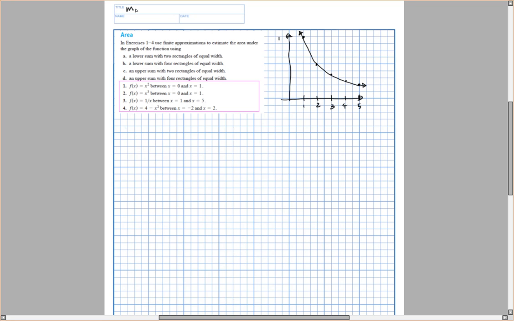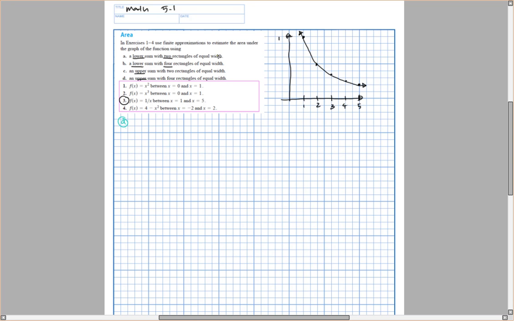This is Math 112. We're going to be doing section 5.1, and we're doing number 3 here. It's asking us to use finite approximations to estimate area, and we're going to be using two lower sums with 2 and 4 rectangles and 2 upper sums. So let's start off with part A, and these are going to get really similar quickly.